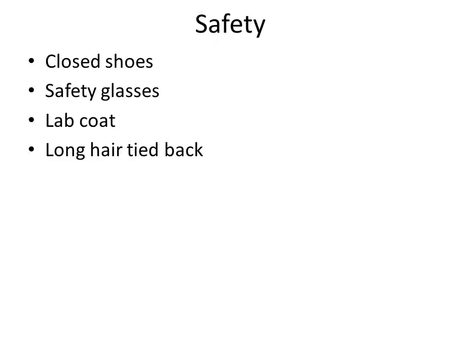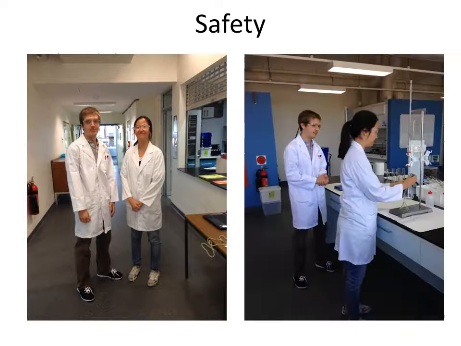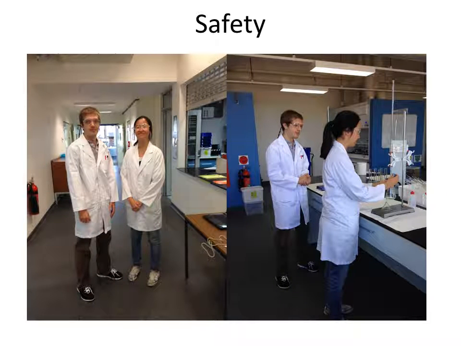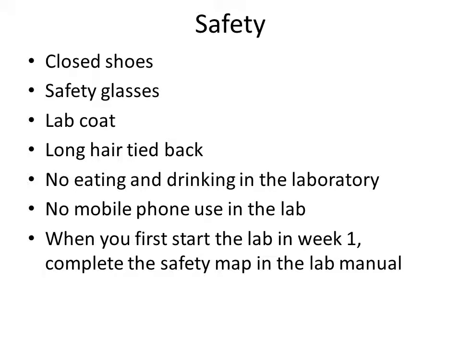It's essential that you think about and work safely whenever you're in the lab. You must be wearing closed shoes, safety glasses, a lab coat, and have long hair tied back at all times. Whenever you step out of the lab, even if it's just to go to the toilet, you must take off your lab coat. You're not allowed to wear a lab coat anywhere in the common areas of the building, and as usual, there should be no eating or drinking in the laboratory. You're also not permitted to use your mobile phones while you're in the lab. If you absolutely must take a call, please step outside.